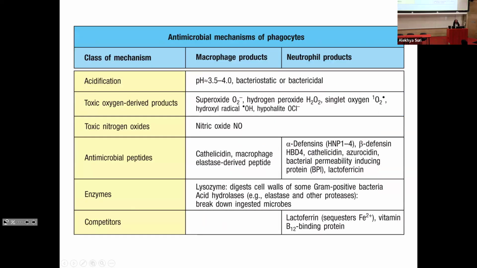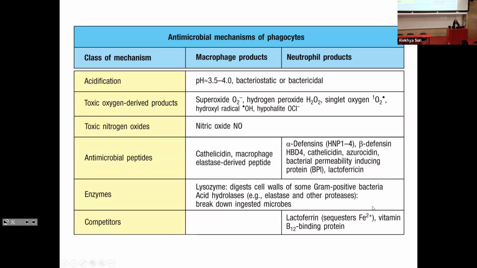As I was mentioning, these are the various antimicrobial mechanisms of the phagocytes. Acidification: the phagolysosomal compartment fusion brings down the pH of that compartment, which leads to a bacteriostatic or bactericidal effect on the bacteria. Toxic oxygen-derived products are generated. Toxic nitrogen oxides are generated. There are antimicrobial peptides in the lysosome compartment, so once it fuses, it can act on the pathogen.